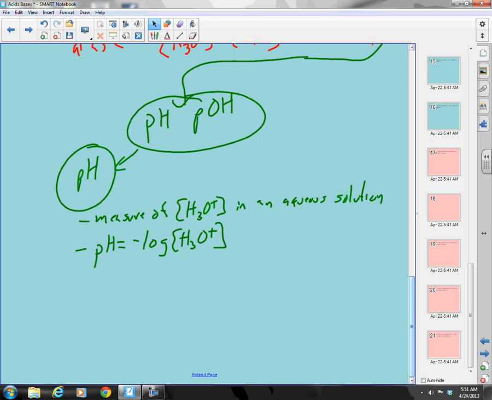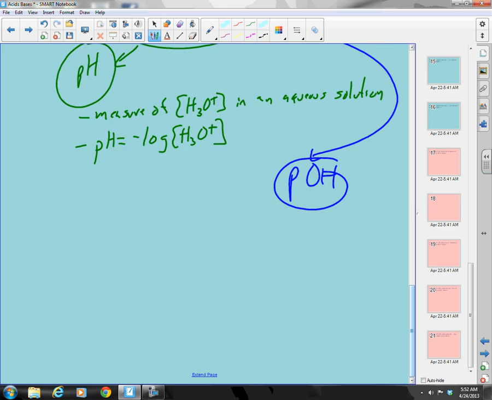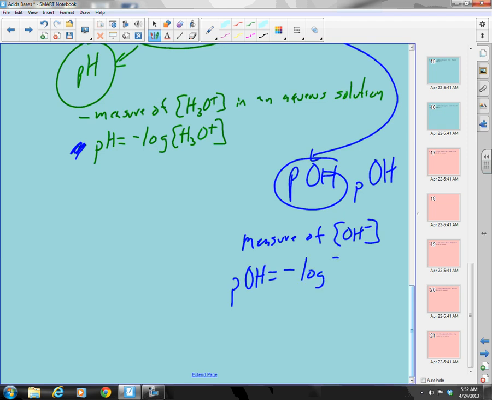What is pOH? Well, pOH is going to be what, do you think? It's a measure of hydroxide concentration. By the way, this is a small p, big OH. It is a measure of hydroxide concentration, and pOH equals the negative log of my hydroxide concentration.